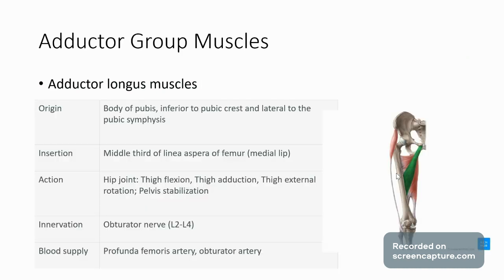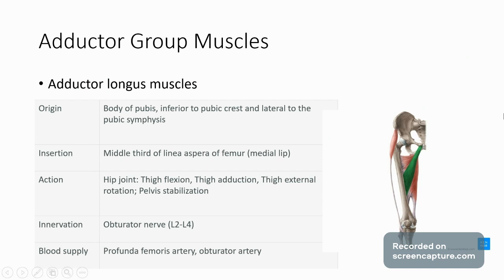The next muscle is the adductor group muscles. The adductor longus muscle. Its origin is the body of the pubis, inferior to the pubic crest and lateral to the pubic symphysis. Insertion is the middle third of the linea aspera of the femur. Its action is thigh flexion, thigh adduction, thigh external rotation, and pelvis stabilization.